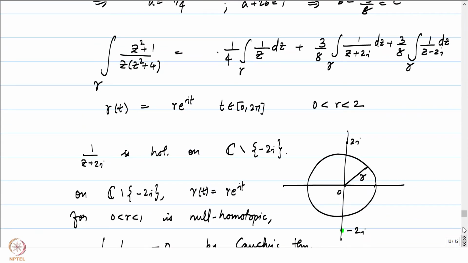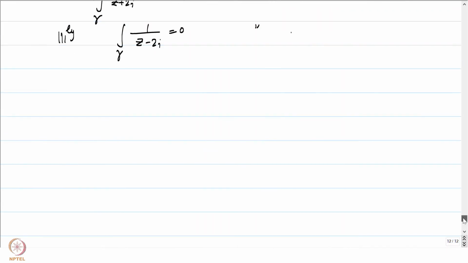So we only need to worry about 1/4 times the integral of 1/z dz over gamma. This is the only thing we have to worry about. We could either use a direct computation to compute this, or we could use the Cauchy integral formula applied to the constant function 1 and conclude that this is going to be the constant function 1 evaluated at the point 0.